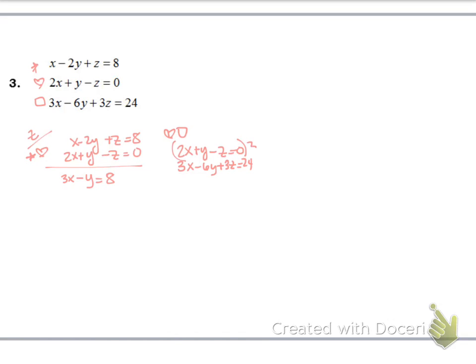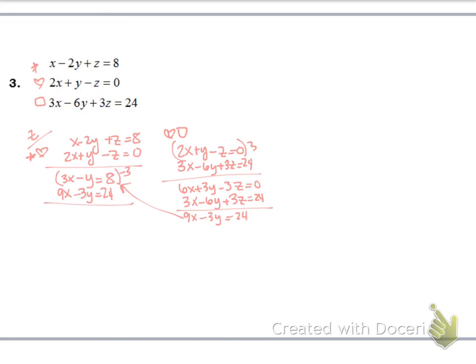So I have to multiply him by 3. So I get 6x plus 3y minus 3z is equal to 0. Drop my untouched underneath it. So 9x minus 3y is equal to 24. We match them. So we can multiply this top by negative 3 to eliminate x's if we wanted to. So I'd get negative 9x plus 3y is equal to negative 24. Oops, untouched underneath it.